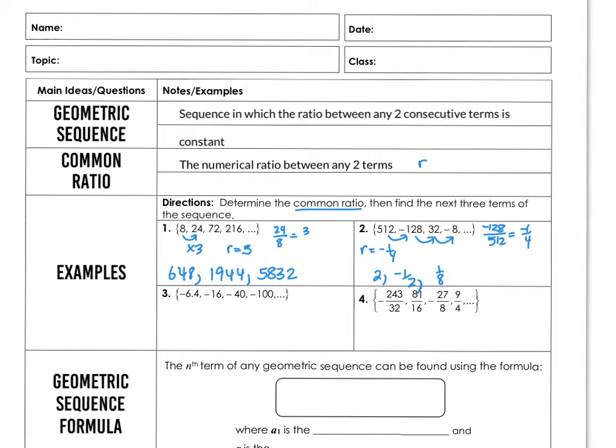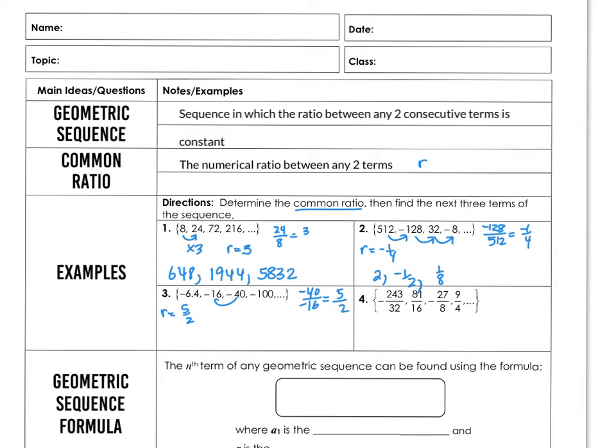All right, number 3. This one has decimals. They're getting bigger, but I don't recognize what they're multiplying by because it's nothing that goes into it easily. So you can take any two terms. I'm going to use these two here and try to figure that out. So it'd be negative 40 over negative 16, and that simplifies to 5/2. So that means my R is 5/2. And since I already know this is a common ratio, it really doesn't matter which ones I choose.